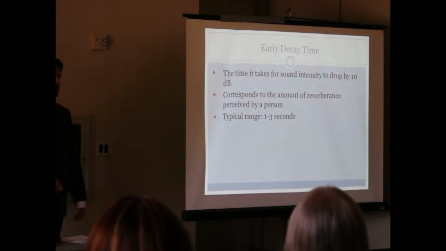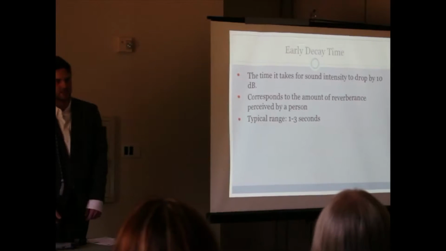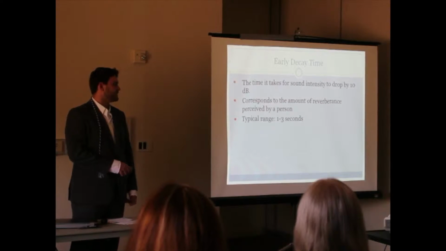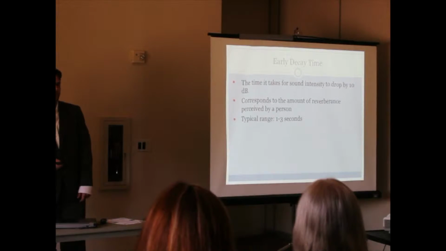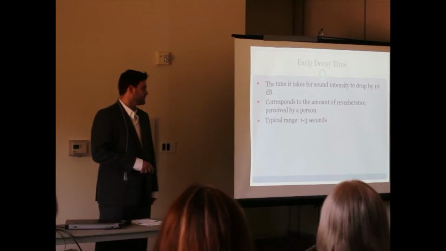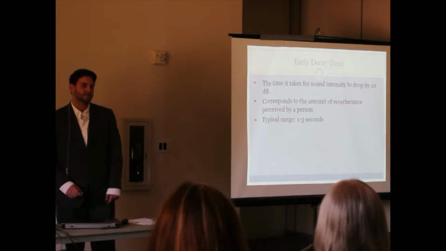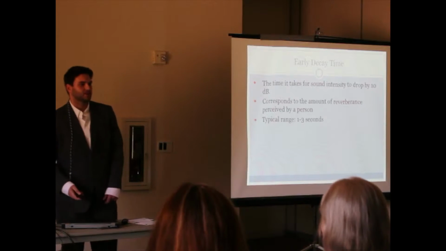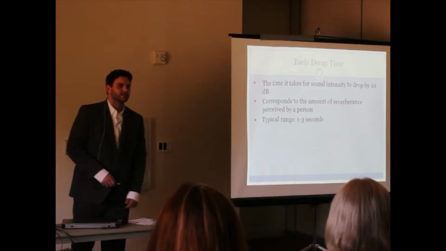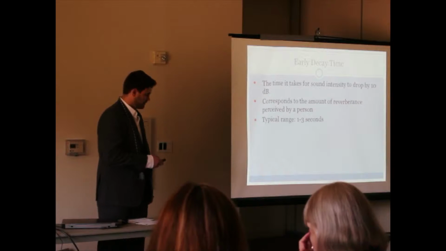Okay, and then there are many parameters that have been accepted by ISO, the International Standardization Organization, for analyzing acoustics. And I decided to choose just 3 that I thought were pertinent: early decay time, clarity, and lateral energy fraction. Early decay time is the time it takes for the sound intensity to drop by 10 decibels. And it corresponds to the reverberance in the room. Typically you'll get values between 1 and 3 seconds. And Wild Hall showed that it was basically right in the middle of that range.